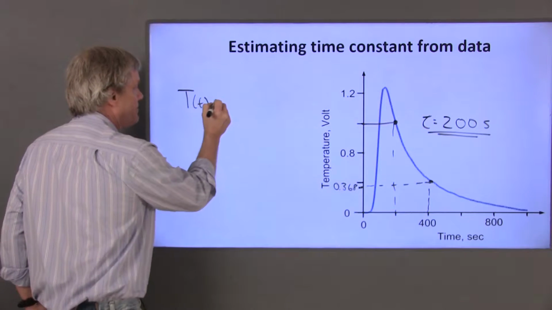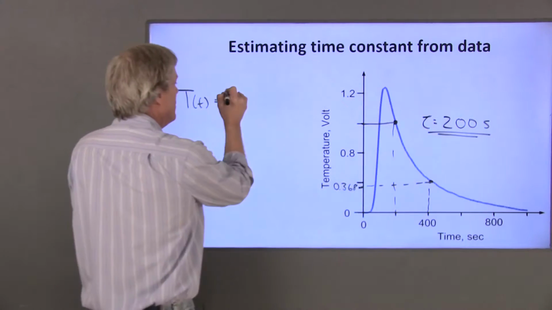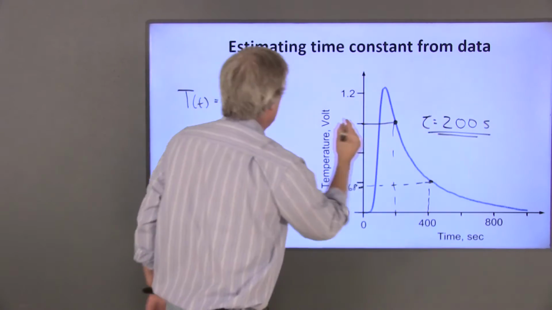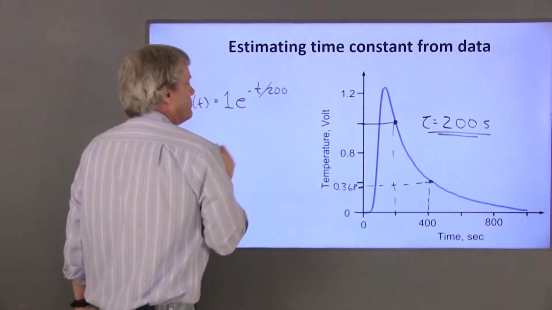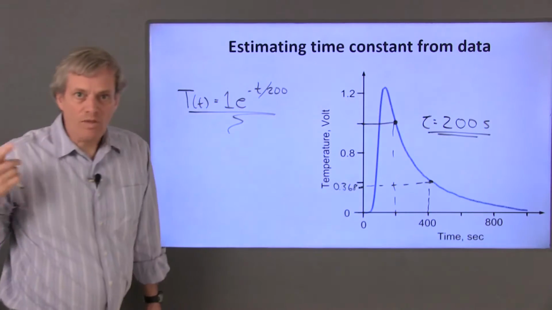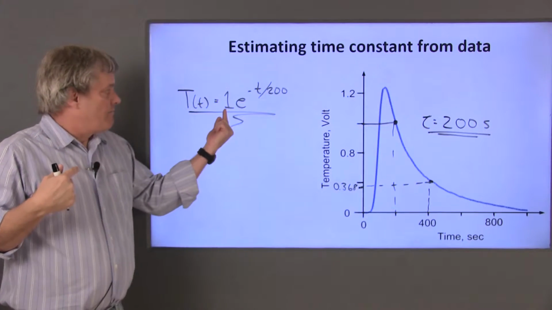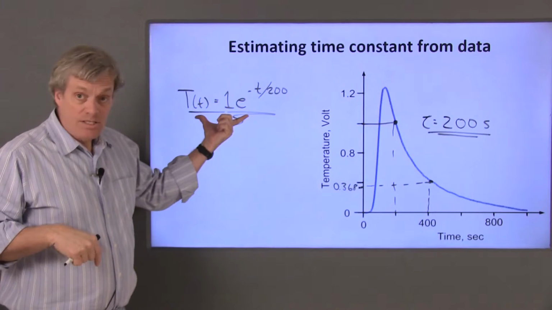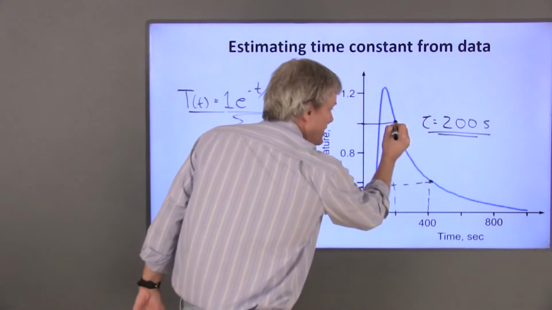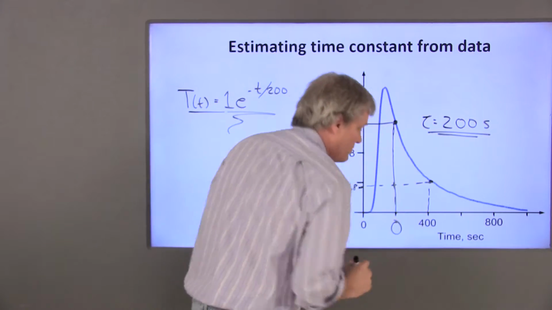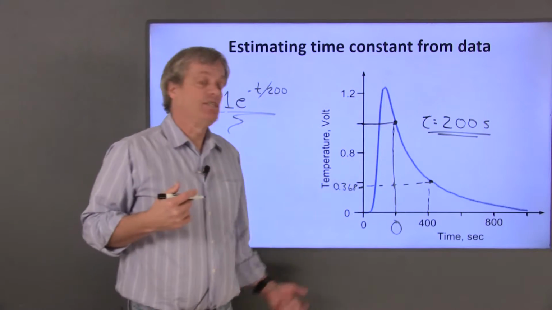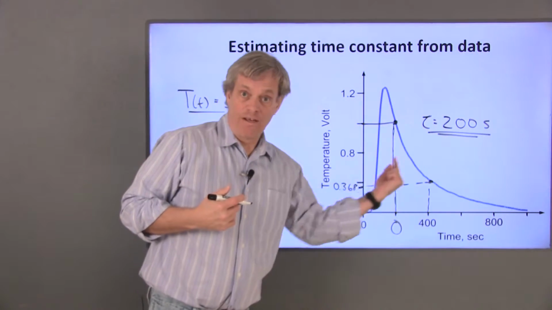Temperature as a function of time is equal to the initial temperature, 1 volt, times e to the minus t divided by tau, 200 seconds. Notice that the value of this function at time t equals 0 is 1. This function is based on redefining the time at this point to be 0 seconds. This definition changes if we choose a different value for the initial value of the function.